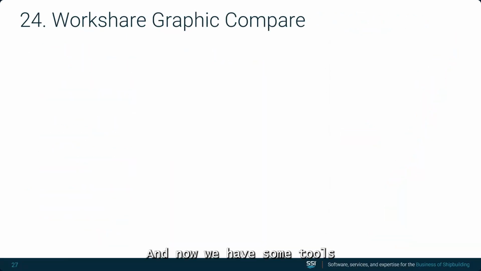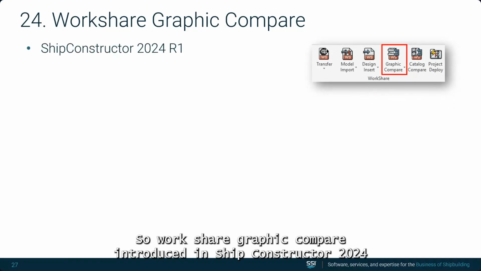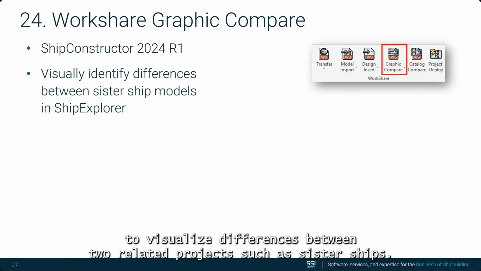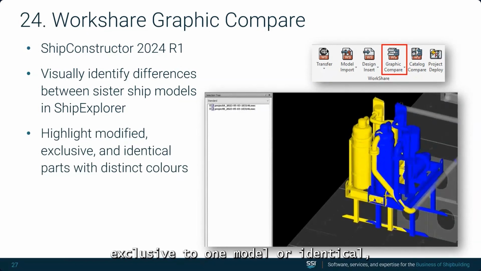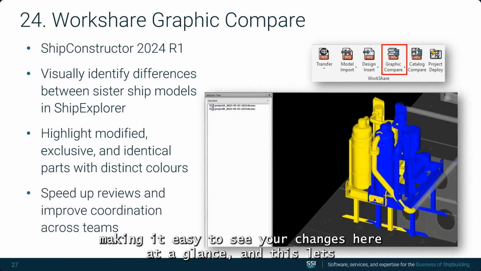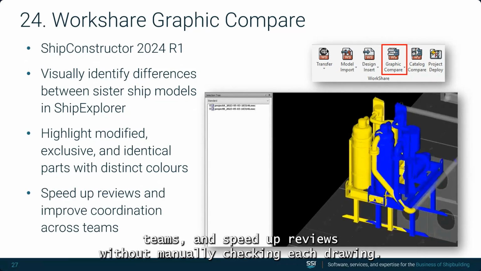And now we have some tools relating to Workshare and sister ships. Workshare Graphic Compare, introduced in ShipConstructor 2024 R1, launches from ShipConstructor and is paired with Ship Explorer to visualize differences between two related projects, such as sister ships. The utility uses distinct colors to highlight parts that are modified, exclusive to one model, or identical, making it easy to see your changes at a glance. This lets project managers and engineers verify modifications, coordinate across teams, and speed up reviews without manually checking each drawing.